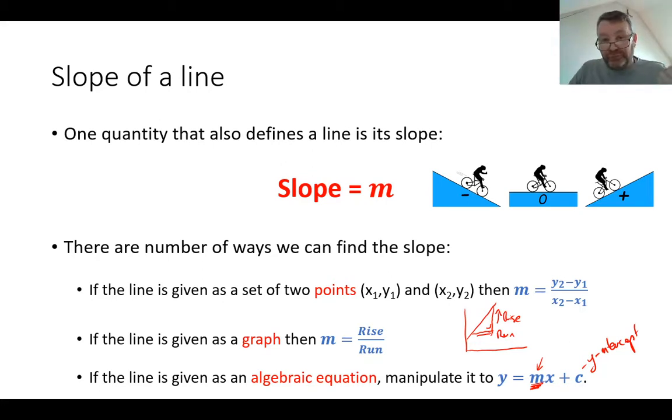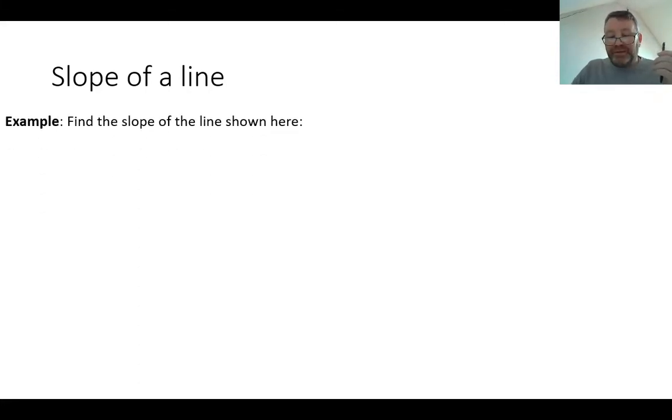So if it's given as 2 points, y2 minus y1 over x2 minus x1. If it's given as a graph, build a triangle on the side, calculate the rise and the run, and put the rise over the run. And lastly, if it's given as an algebraic equation, manipulate the equation to get y in terms of x. Another way to say that, get y on its own.